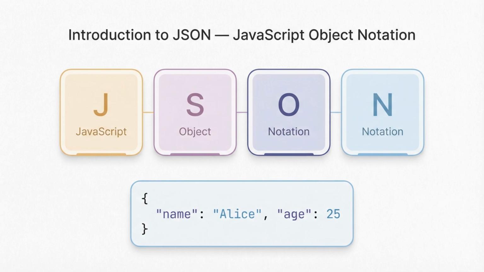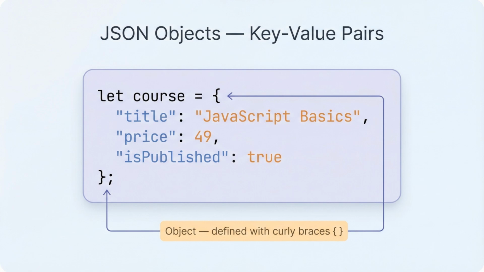Understanding JSON is essential for working with APIs and databases. A JSON object is defined using curly braces and contains data as key value pairs. The key is always a string, it's the property name. The value can be any data type, a string, a number, a boolean, another object, or an array. In this example, the course object has three properties, a title, a price, and a boolean indicating whether it's published.